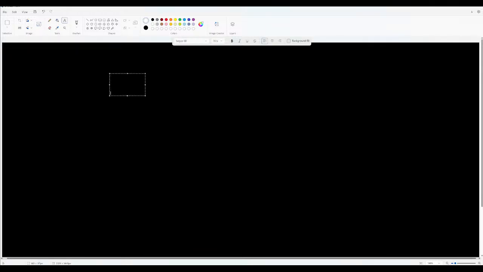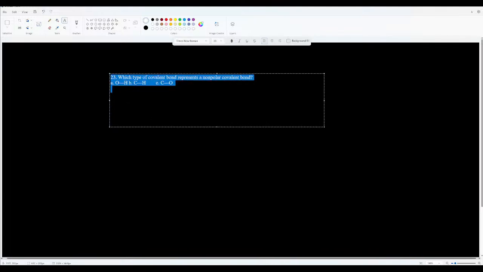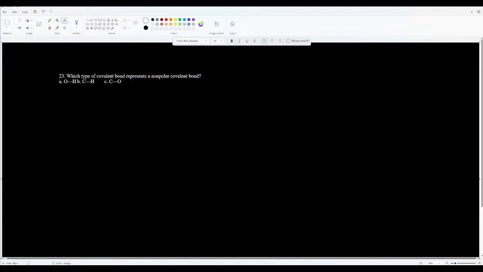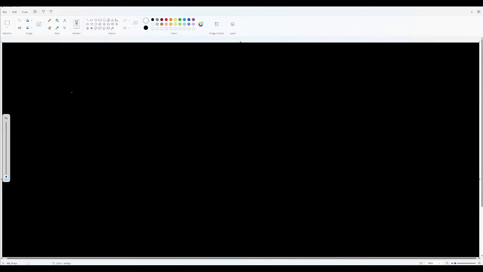So number 23. Which type of covalent bond represents a non-polar covalent bond? Do you remember what we talked about earlier? What were the 5 that you need to know? O and H, C and H, C and O, C and N, and H. Which one here is the only non-polar covalent bond that we talked about? It's going to be B. O and H, super polar. C and O, again, polar.